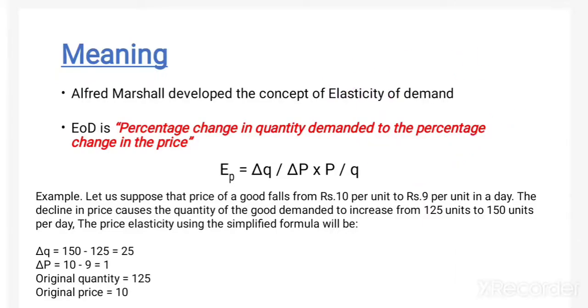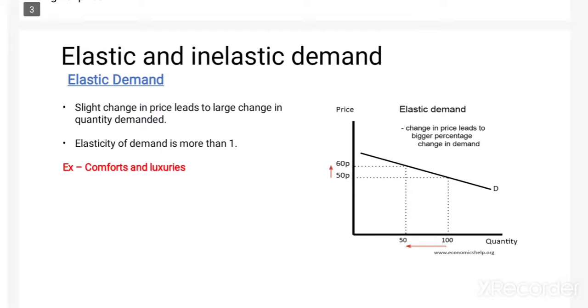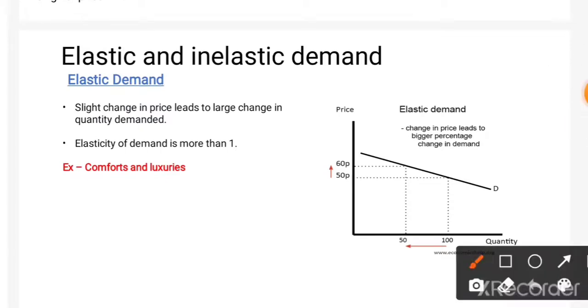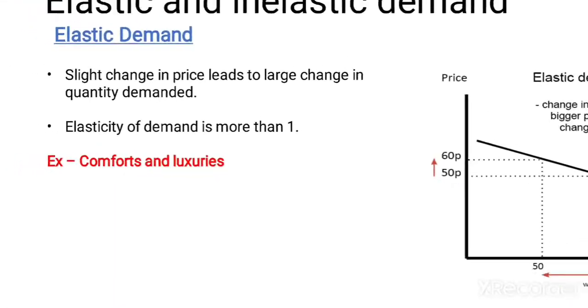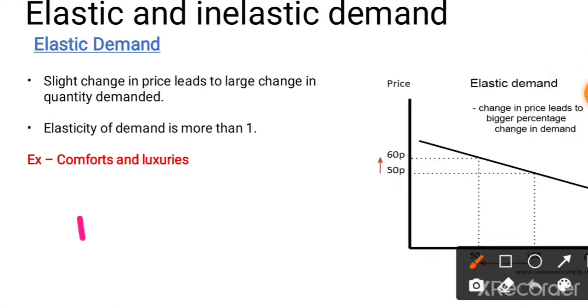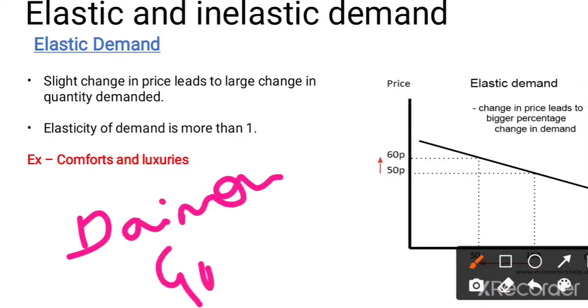So now we will see the meaning of the terms elastic and inelastic demand. The first one is elastic demand. Elastic demand is nothing but a slight change in price leading to a large change in quantity demanded. Students, let me give an example. The examples for elastic demand are comforts and luxuries. In luxuries, what kind of goods will come? Things like diamond and gold.